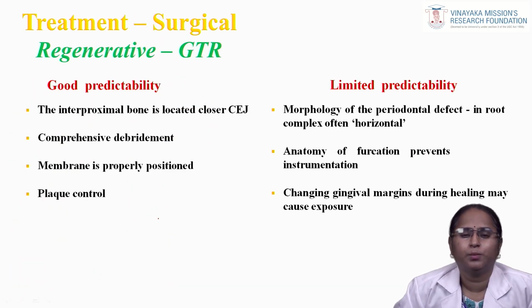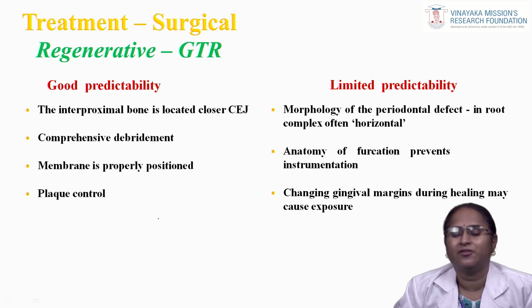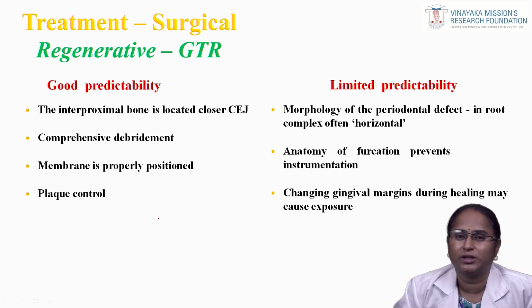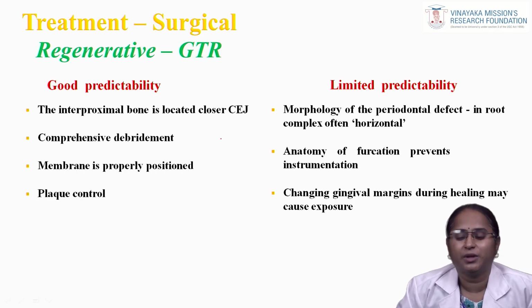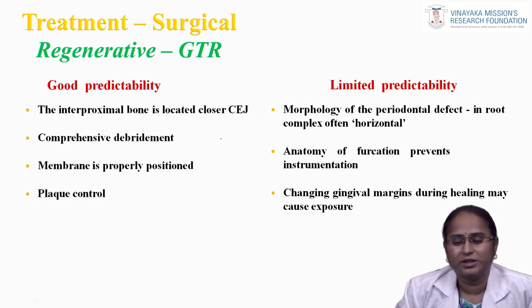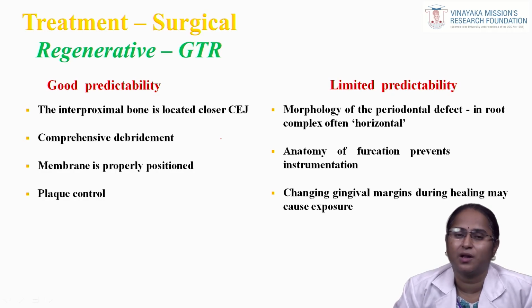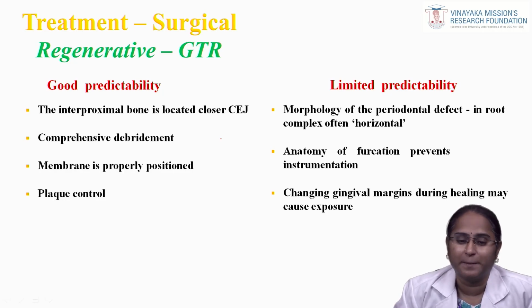For GTR, good predictability will be there whenever the interproximal bone is located closer to the cemento-enamel junction, there is comprehensive debridement, the membrane is properly positioned, and there is adequate plaque control. Whereas limited predictability will be there when the morphology of the periodontal defect in the root complex is often horizontal, whereas good predictability will be there whenever it is vertical. The anatomy of the furcation prevents instrumentation in case of limited predictability, and changing gingival margins during healing may sometimes cause exposure of the membrane.